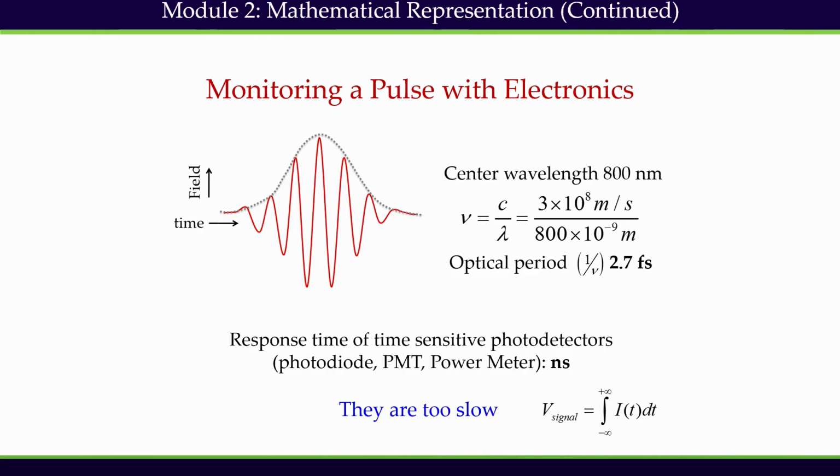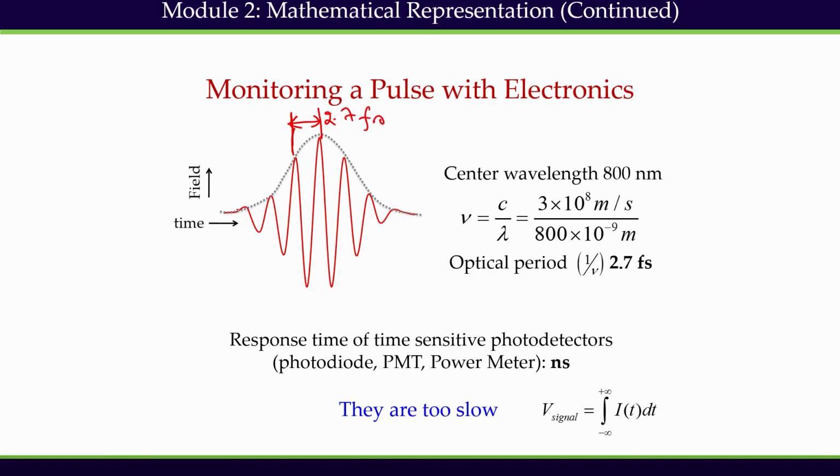We have already seen that a pulse with center wavelength 800 nanometer exhibits an optical period of 2.7 femtosecond. On the other hand, pulse duration is represented by the full width half-max of the intensity profile. The duration of a typical ultrafast pulse, which is frequently used in lab measurements, is, let's say, 100 femtosecond. So we have seen that this oscillation period at 800 nanometer is 2.7 femtosecond.